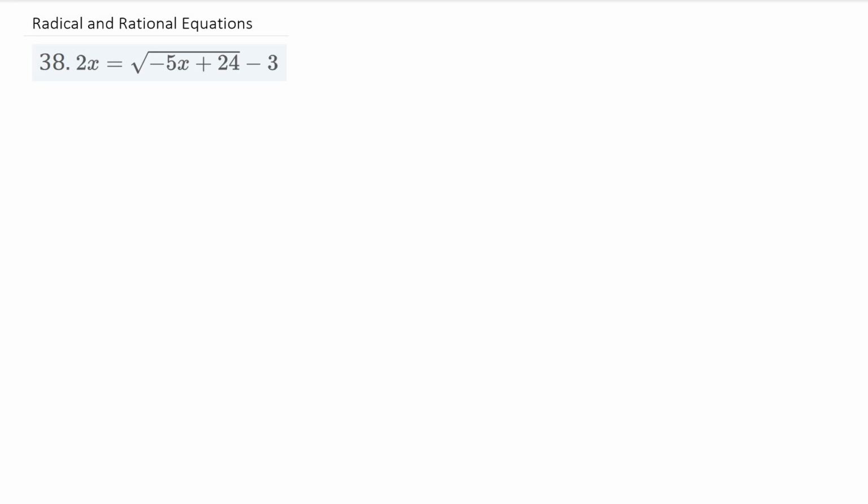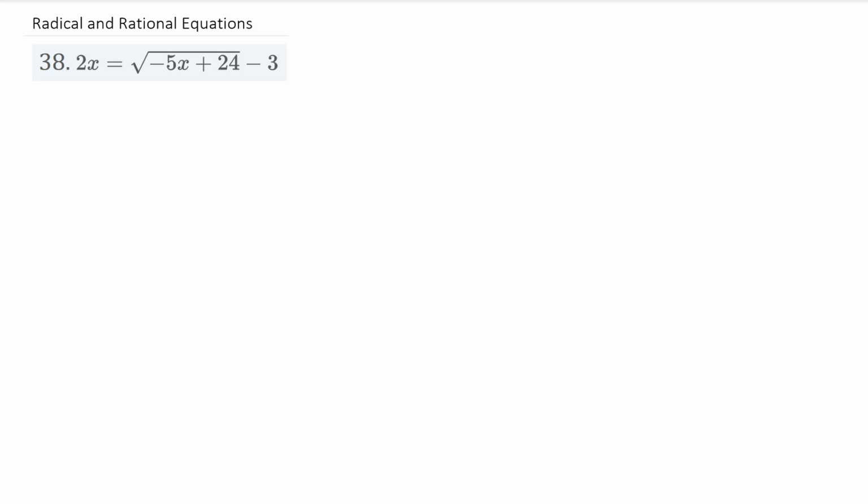Hello, here I'm going to work out two problems from section 1.6. I'm going to do the radical equation and I'm going to do the rational equation. So this is taken from number 38 on page 128 in your textbook. So if you want to follow along or look at some other examples like that, you can. All right, so let me get started.